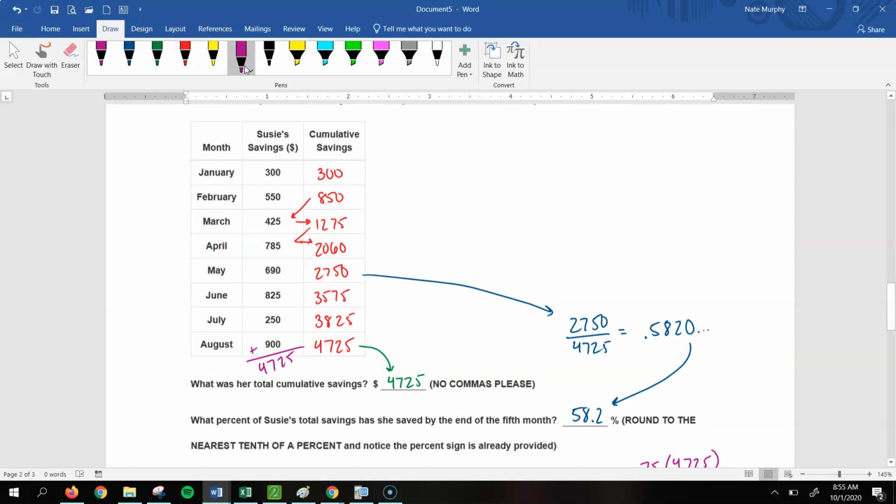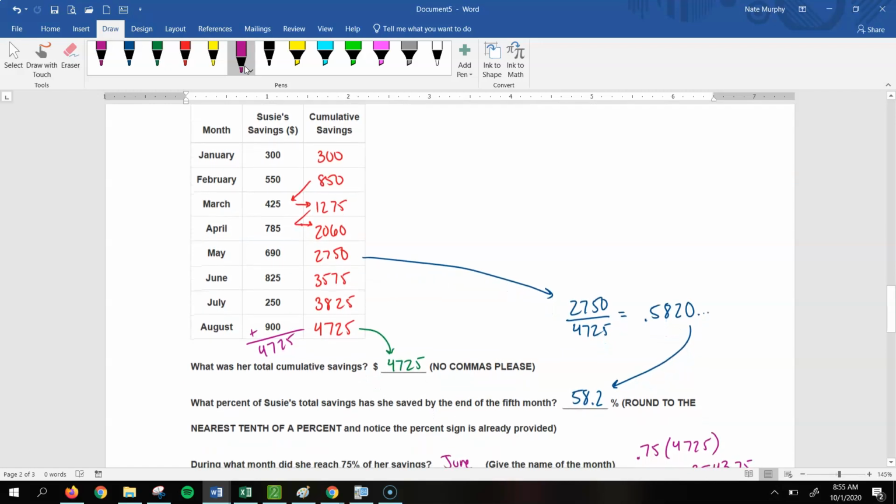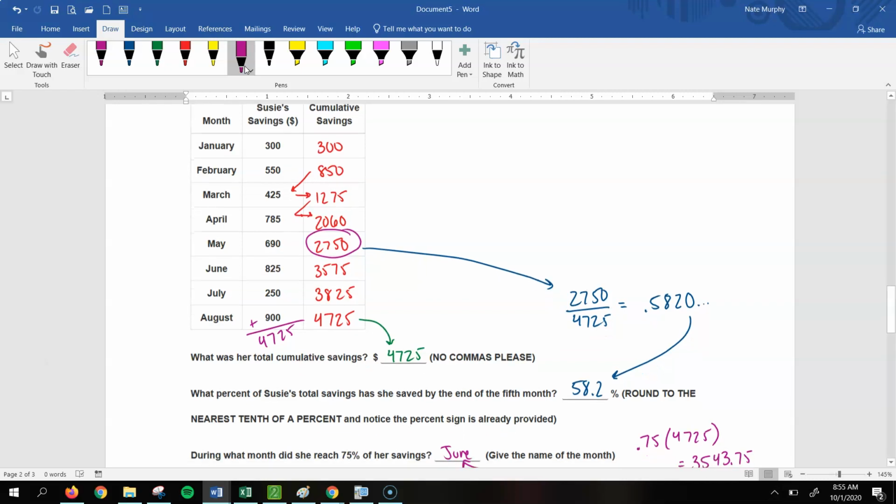But anyhow, the next part of the question says, what percent of Susie's total savings has she saved by the end of the 5th month? Through the end of the 5th month, she saved $2,750. To figure out what percent of her total that would be, we take that divided by 4,725, and you get 0.5820, which would be 58.2%.